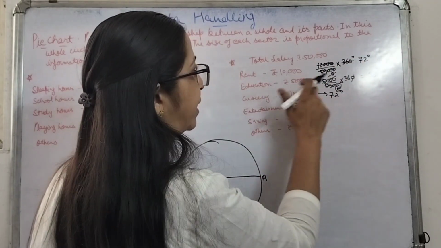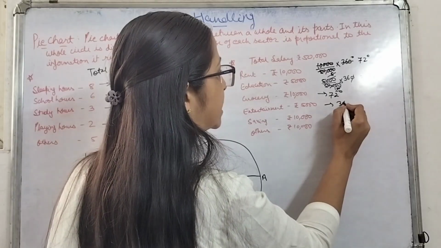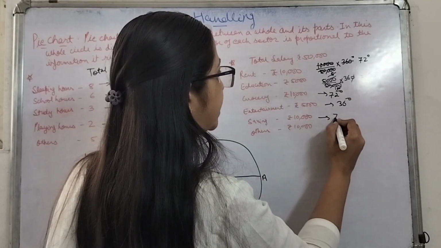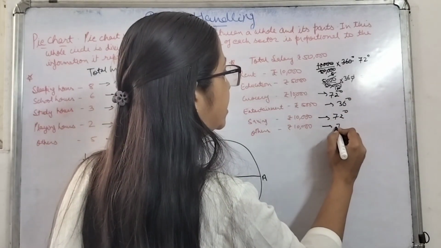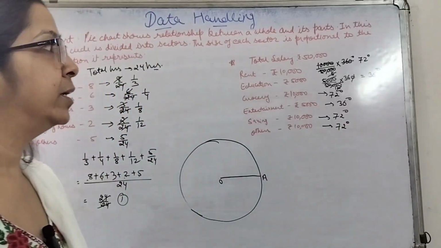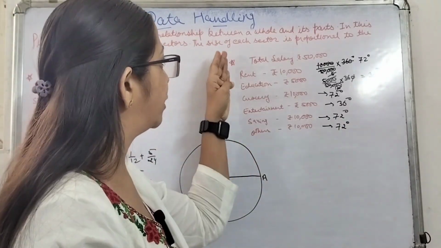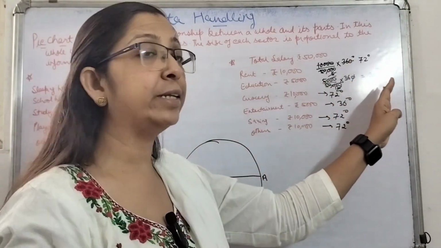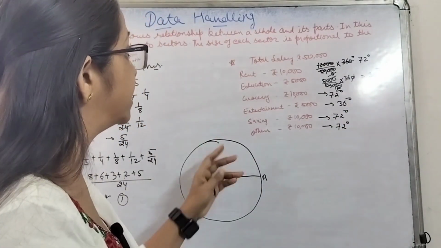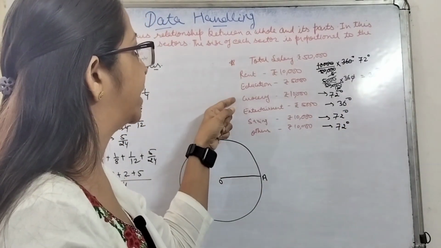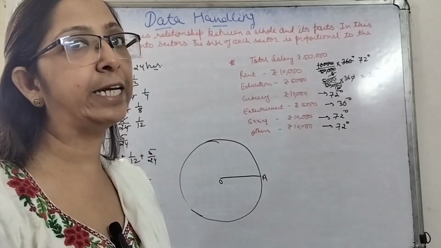Then entertainment, it is 5,000, so it will be your 36 degrees. For 10,000, it will be 72 degrees, and it will even be your 72 degrees. This is how we have converted all these activities into your degrees. Out of 360 degrees, how many degrees each and every activity will be involved in.